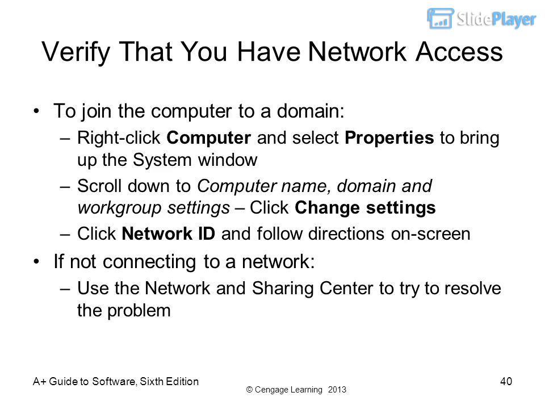A+ Guide to Software, 6th edition. Verify that you have network access. To join the computer to a domain, right-click Computer and select Properties to bring up the System window. Scroll down to Computer Name, Domain and Workgroup Settings and click Change Settings. Click Network ID and follow the directions on screen. If not connecting to a network, use the Network and Sharing Center to try to resolve the problem.